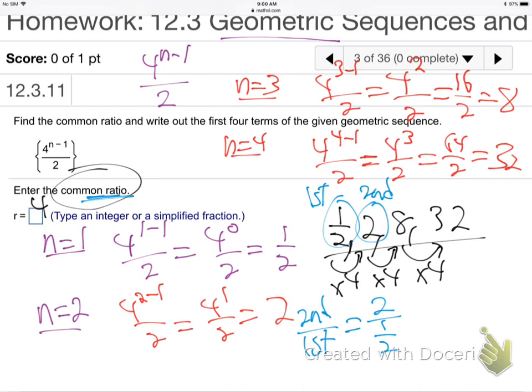I could take third term over second. Anyway, what would I get if I took 2 over a half? I'm going to get the 4 again. Do you see that? If you took this half and you flipped it up, you would have 2 times 2 over 1. Remember, a fraction on the bottom flips up. 2 times 2 over 1, that's 2 times 2. That's 4. Sure enough, that's another way you can find the common ratio. So that makes sense? Just giving you another way.